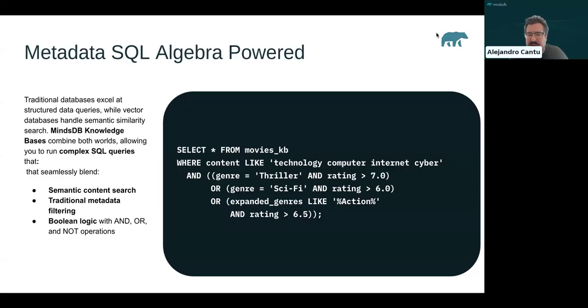So this is just an example. We're searching for movies that are technology, computer, internet, cyber, and we want the genre to be thriller and have a high rating, or we want the genre to be sci-fi and have a higher rating, or we want the genre to be action and have a specific rating over 6.5. So we're able to search specifically which of all the movies in our movies database comply with these specific metadata requirements. We're going to give some extra swag to whoever guesses which movie this query would return.